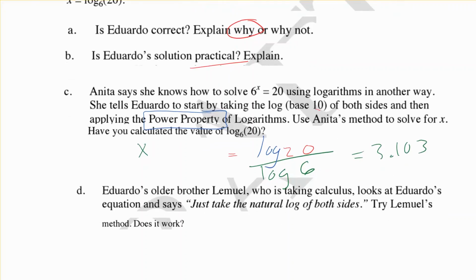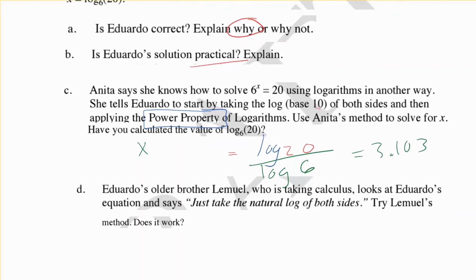All right, that works. The last thing in number 67 is Eduardo's older brother, Emilio, who is taking calculus, looks at Eduardo's equation and says, just take the natural log of both sides. What does he mean? Well, if we wrote log of both sides, log base 10, can we take log base e of both sides? Is that the same thing? So the natural log of 6 to the x equals the natural log of 20.